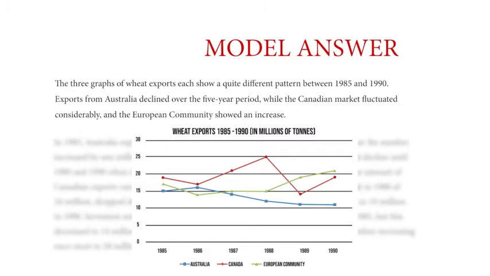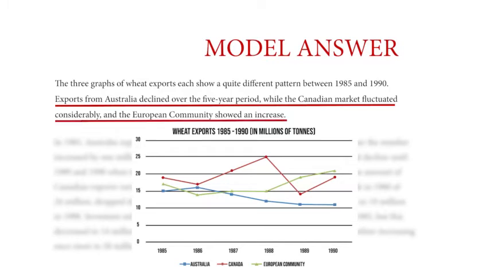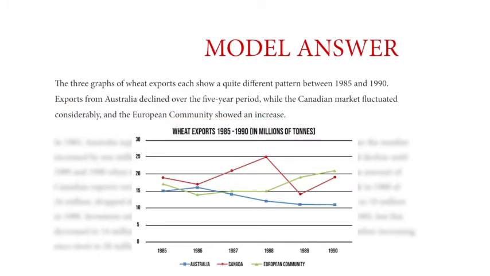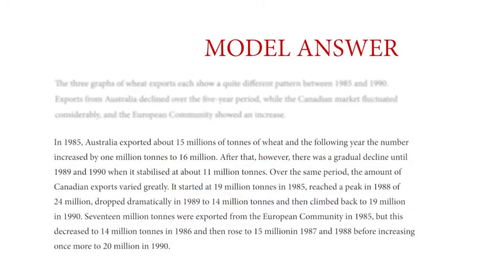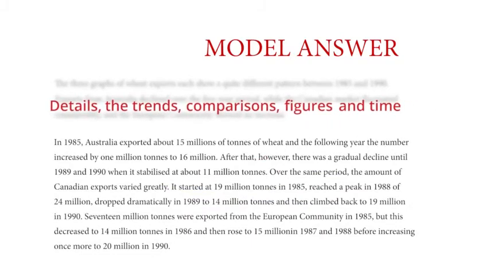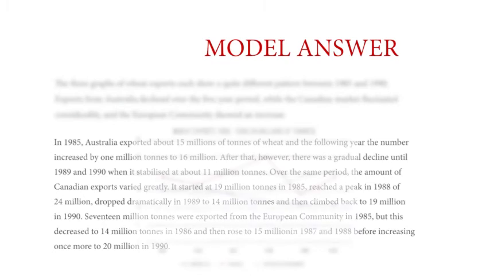Now let's go on to the overview, which is basically the second sentence. Let's read it together. Exports from Australia declined over the 5 year period, while the Canadian market fluctuated considerably and the European Community showed an increase. So basically, the overview is that simple. The last paragraph or paragraphs will show you the details, the trends and comparisons, figures and time.